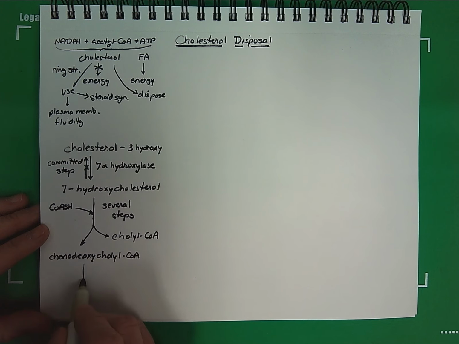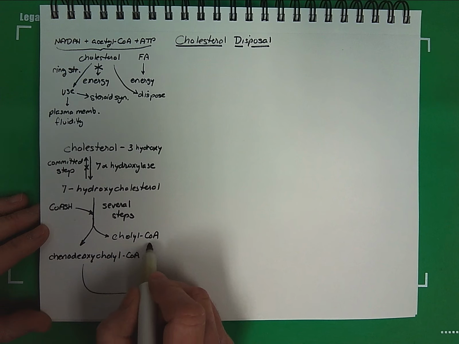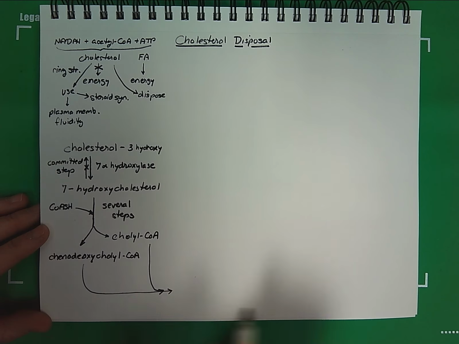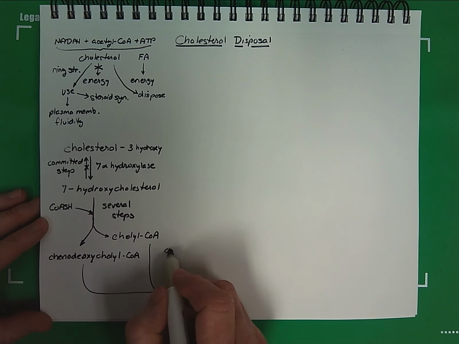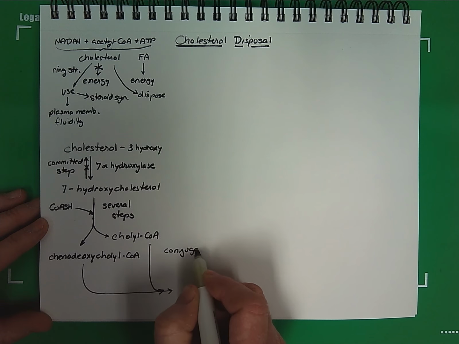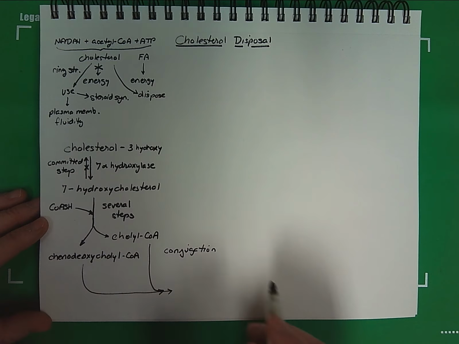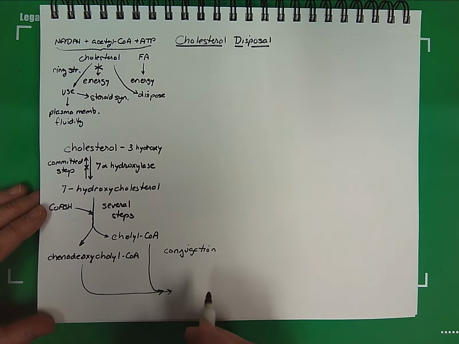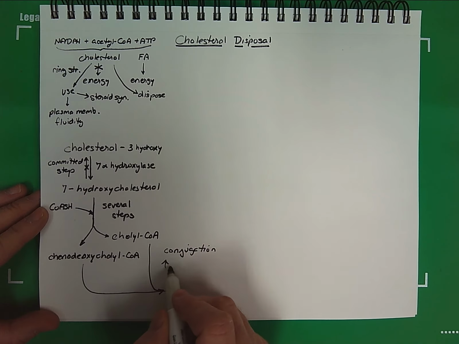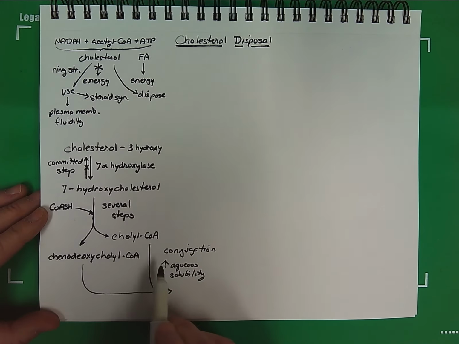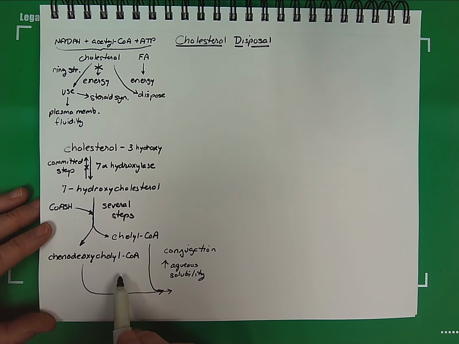Now, the next step for both of these is going to be what's called a conjugation reaction. The reason this conjugation is done is primarily to increase aqueous solubility. Recall that the cholesterol structure has the hydrocarbon ring structures, which are very hydrophobic. The hydrophobicity can cause chemical problems in disposal of cholesterol.